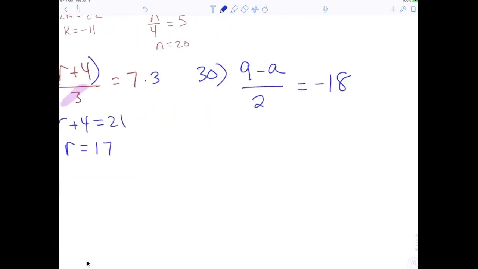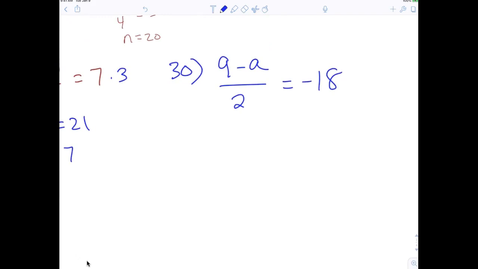Now look how I wrote it first. So what's the first thing I have to do? Times 2. Multiply by 2. Multiply both sides by 2. When I multiply both sides by 2, I get 9 minus a equals negative 36. Now, am I going to add 9 or subtract 9?